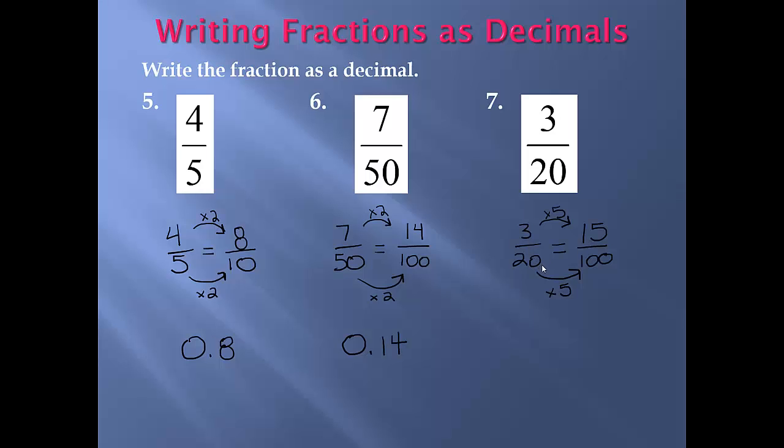So 3/20ths is equal to 15 over 100, or 15 hundredths. We can write 15 hundredths as 0.15. 0.15 is read as 15 hundredths. So 3/20ths equals 15 hundredths.